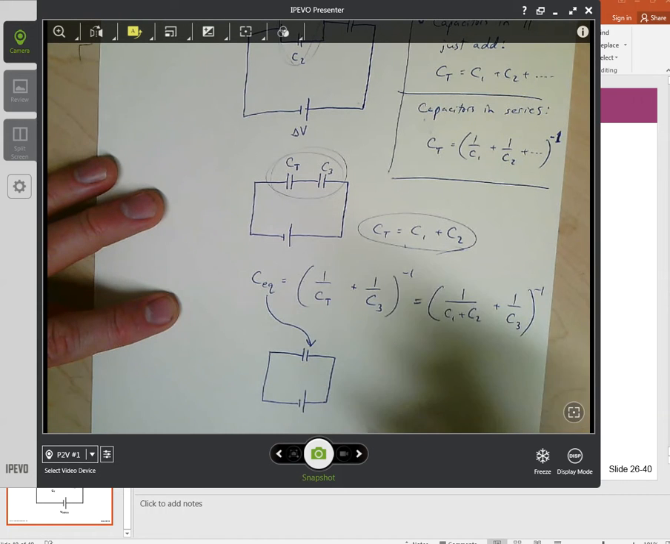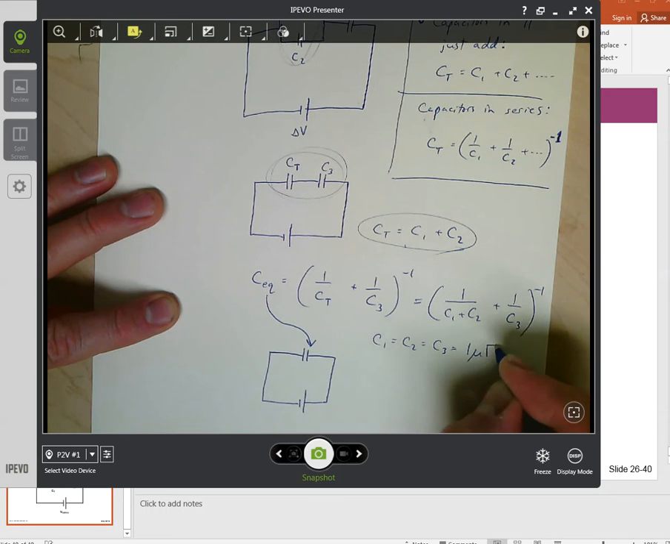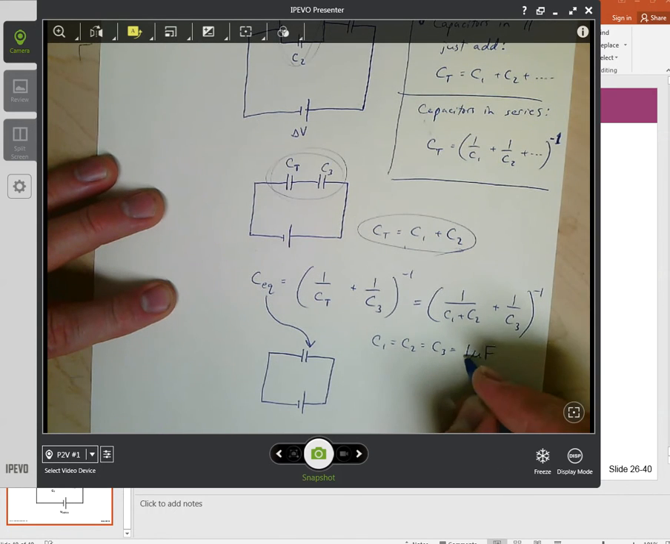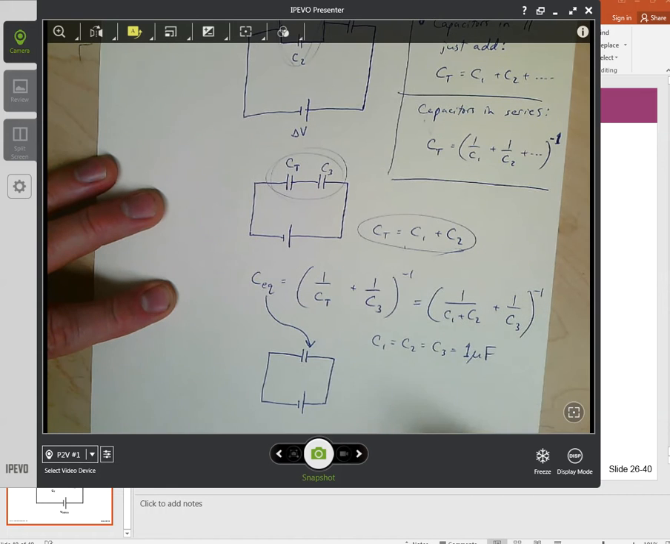So let's just pick an example. Let's say that C1 and C2 and C3 are all 1 microfarad. Okay, maybe you can tell I like 1 microfarad. These are some kind of typical numbers. They're easy to work with mathematically.